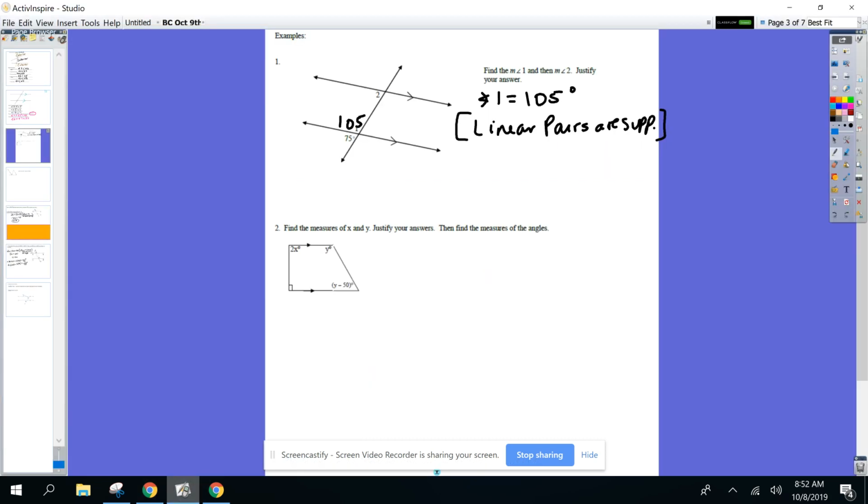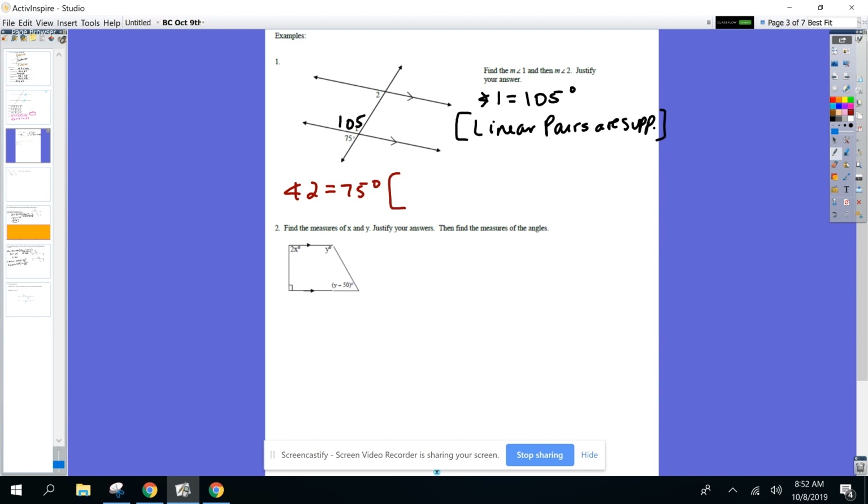I'll let you take over. Any special types of angles with the 75 and 2, or maybe 105 and 2? Which ones? Because you're correct, 2 and 75. Everyone agree? Okay, so now I got to go back to my facts. I've identified them as corresponding. What do I know about corresponding angles if the lines are parallel? They're congruent. So angle 2 will also be 75.